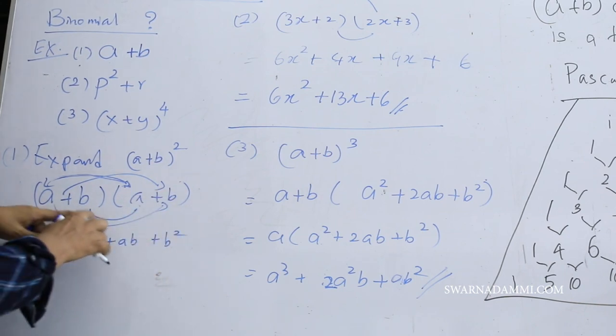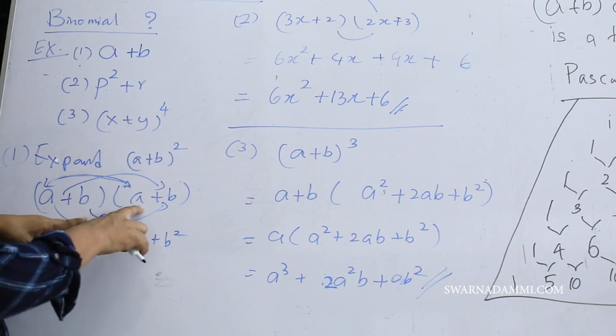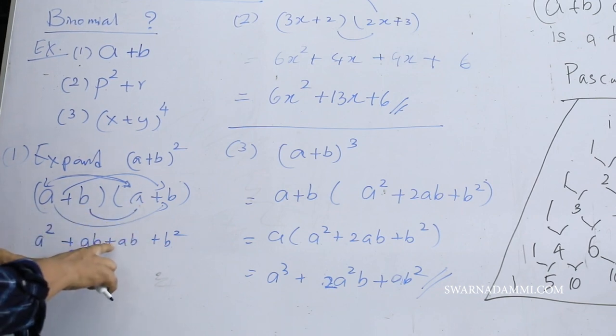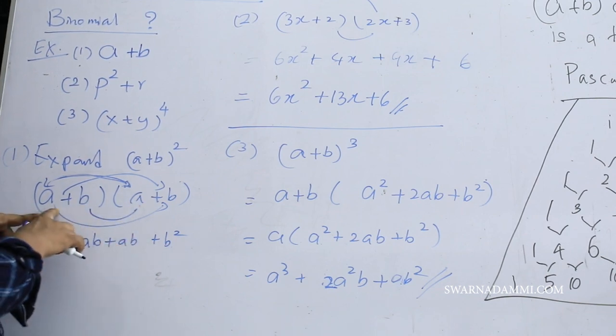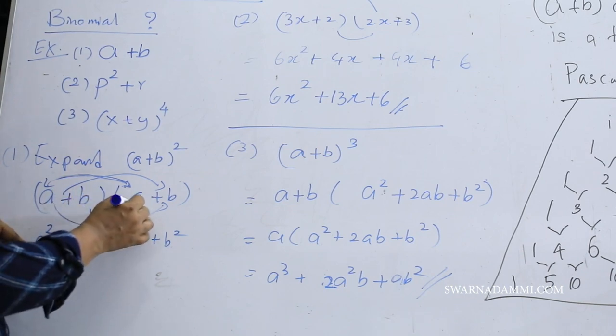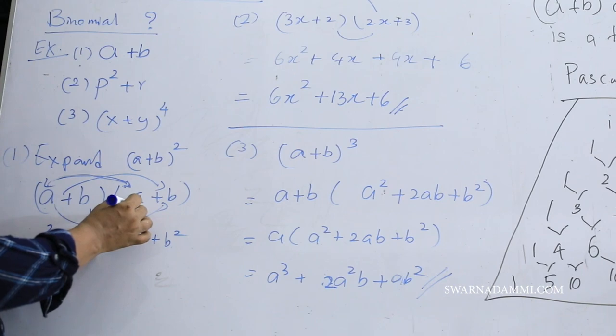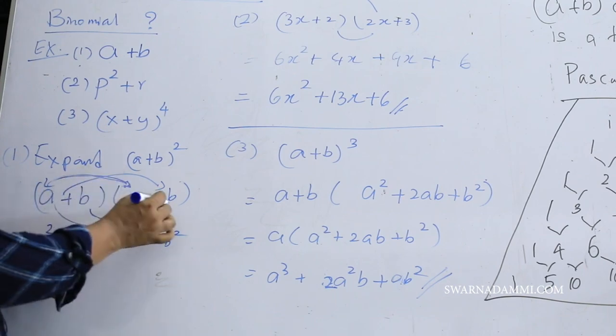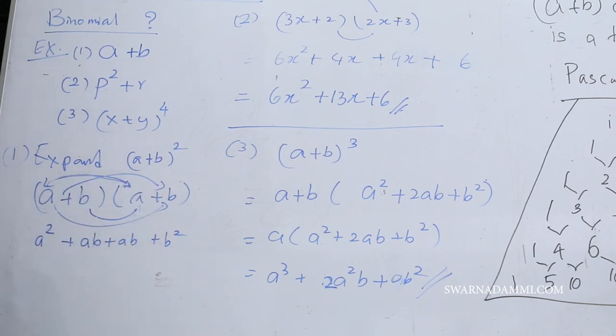Now we take the middle terms. b multiplied by a, ab, and again b multiplied by a, ab. Again a multiplied by b, ab, then 2ab.